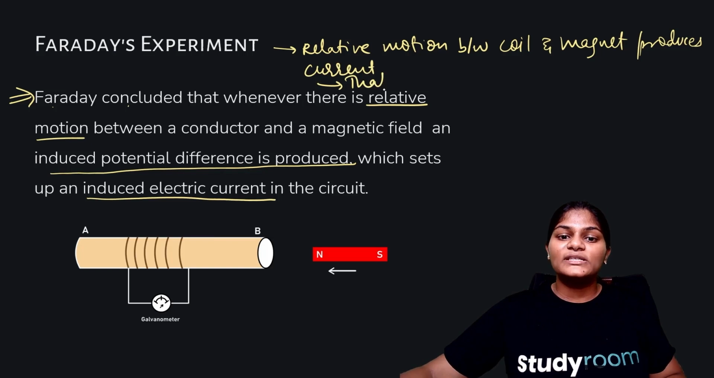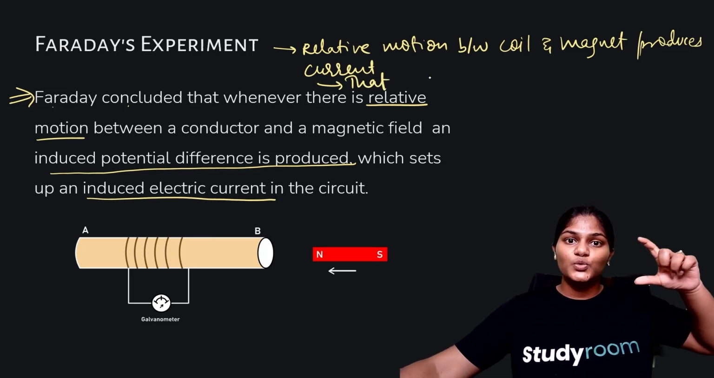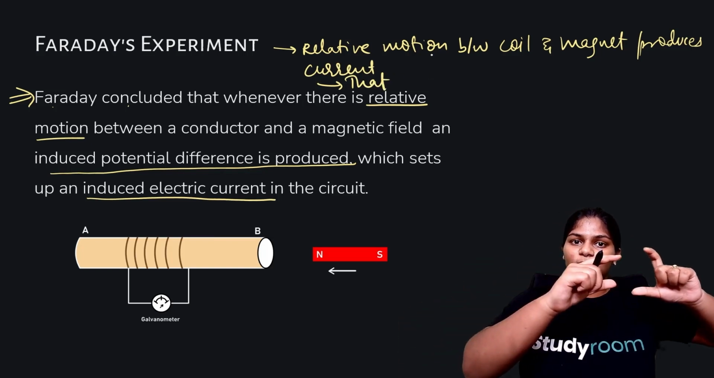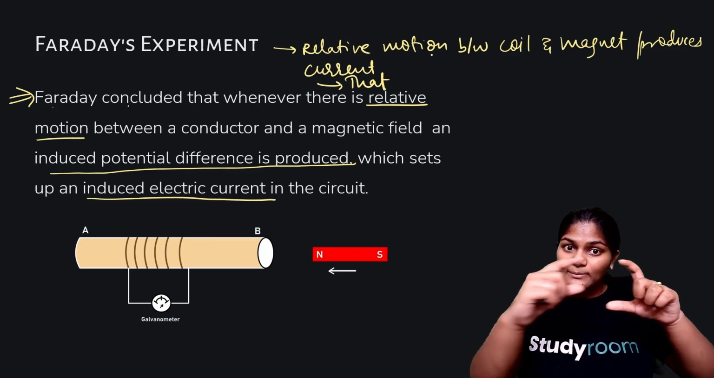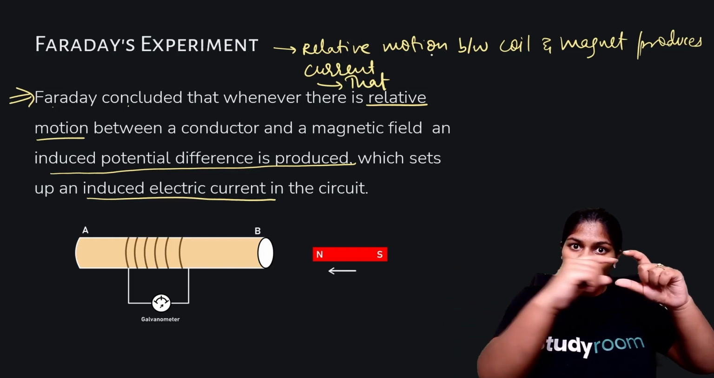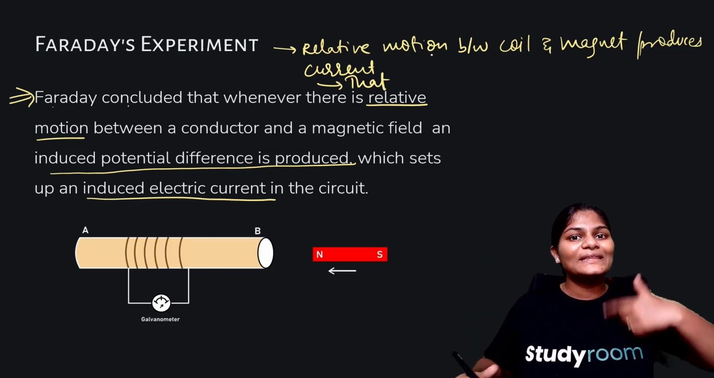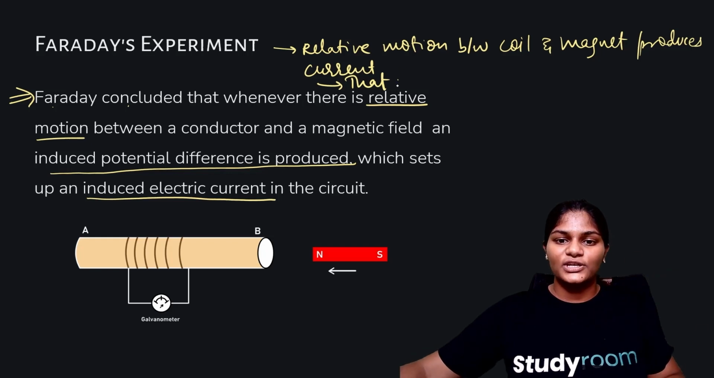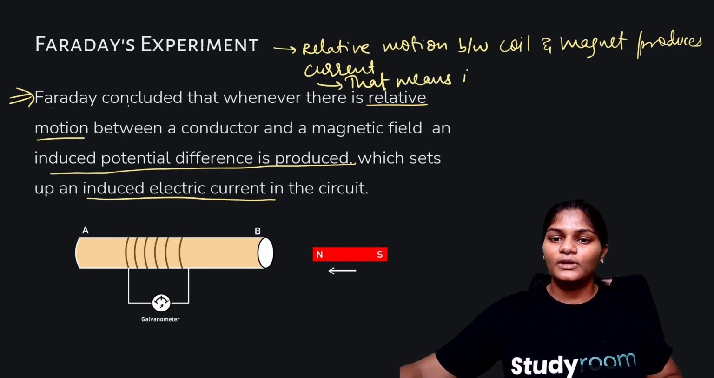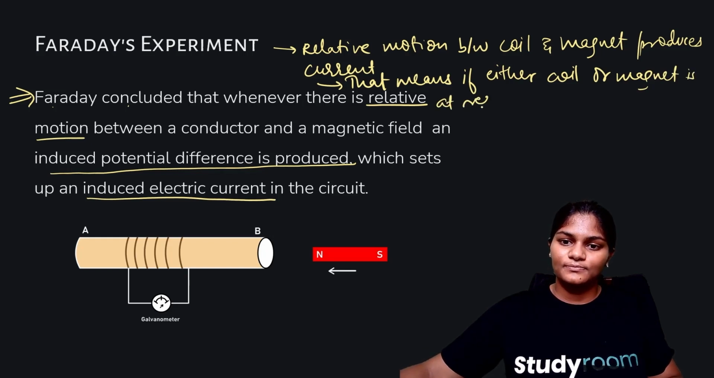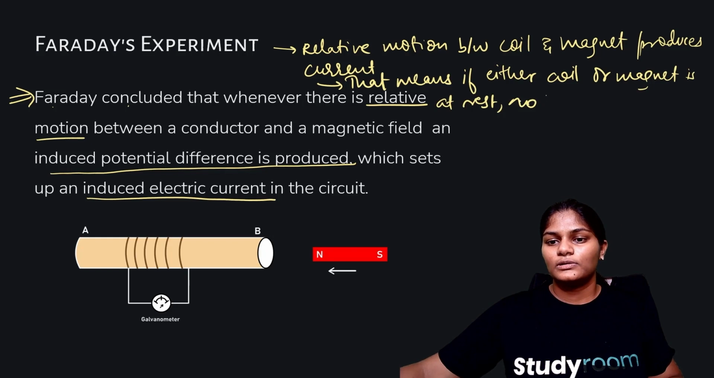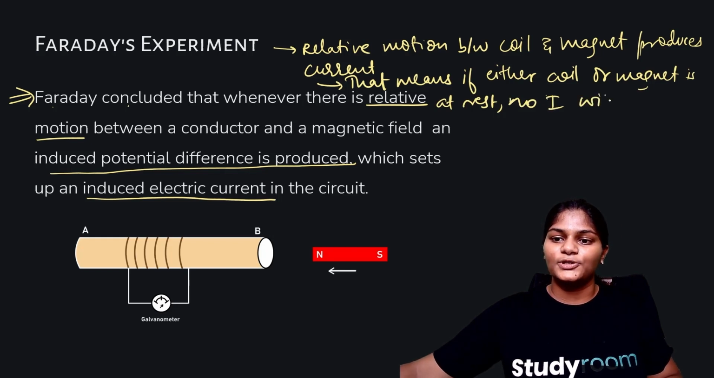Why am I saying relative motion? Because we saw that as soon as the bar magnet was brought close and kept there, the deflection is 0. That means only if we keep the bar magnet moving with respect to the coil, if we keep getting it closer or farther, only then will the current be continuously generated. That means if either the coil or the magnet is at rest, no current will be produced.